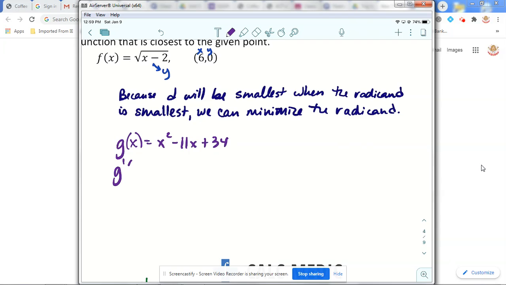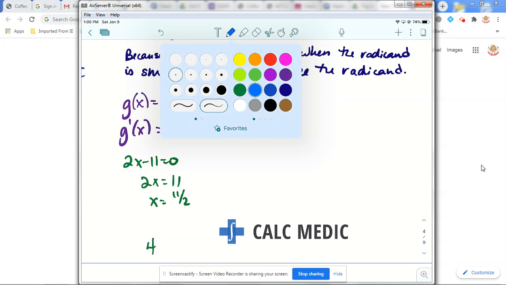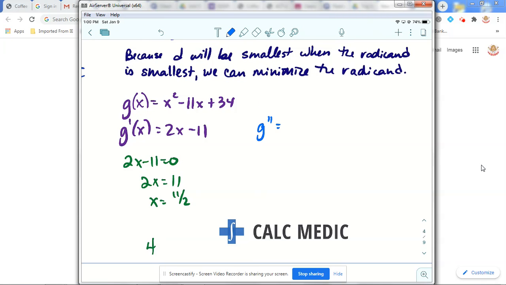Okay, so then we can find the derivative. We can find the critical numbers. All right, and then just to double check that that's a minimum, we can find the second derivative. And we get 2, well, because this function, the g function, is always concave up because it's a parabola open upward. So that's always positive. So the critical number on a concave up parabola is going to be a minimum.